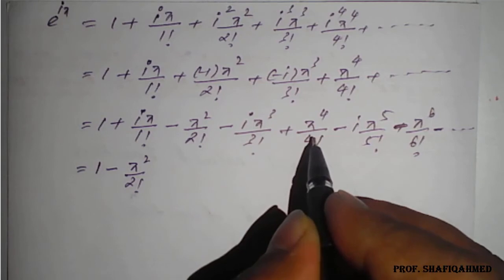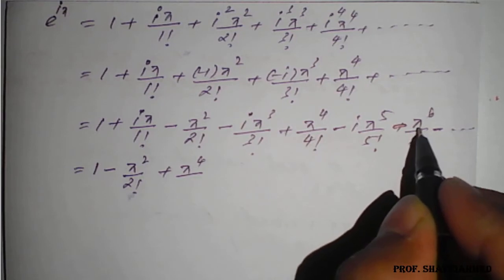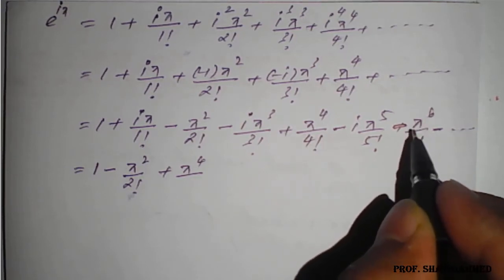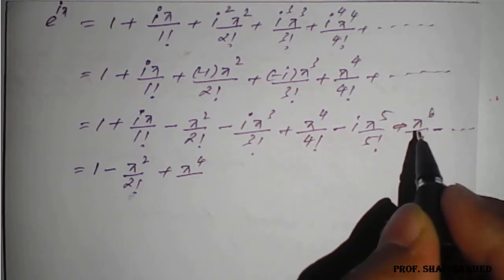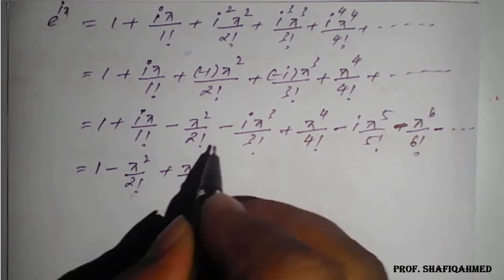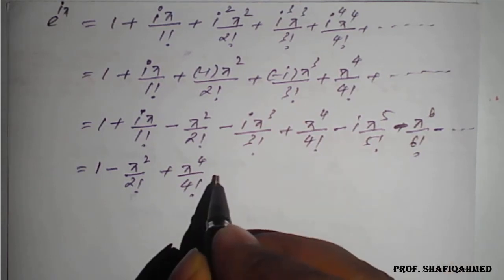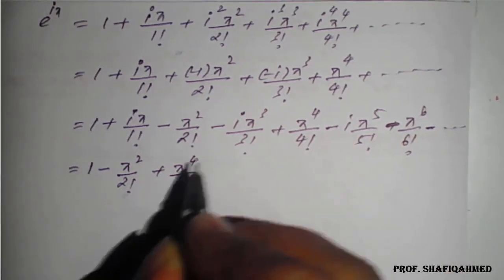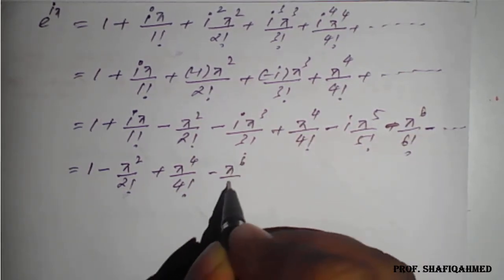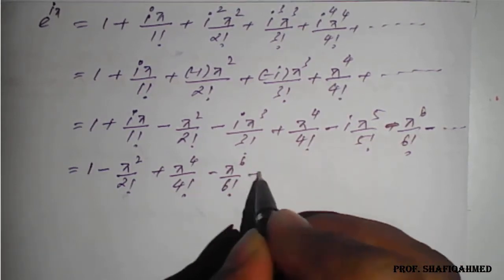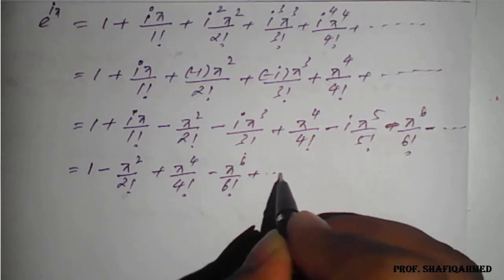Next, free from i is plus x raised to 4 upon... why is it a minus sign? Because i raised to 6 means what here? i square into i square into i square, so minus 1, minus 1, minus 1. It will become minus minus plus, plus into minus is minus. That's why it is a minus sign here. So x raised to 4 upon 4 factorial. Next, after the x raised to 4, free from i is minus x raised to 6 upon 6 factorial. Next a plus sign is expected here. So that is one side.